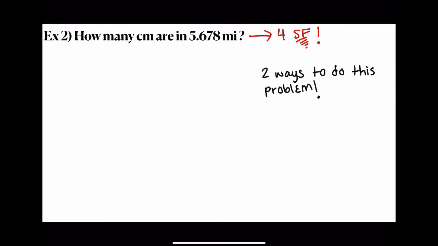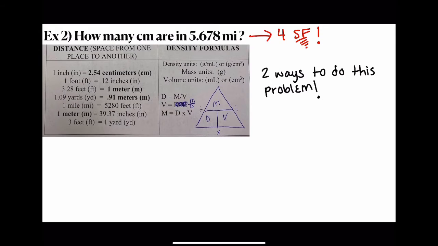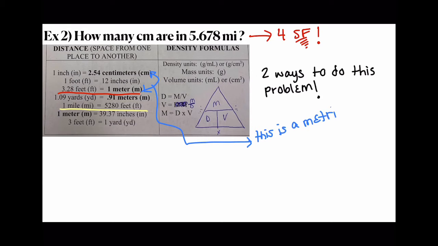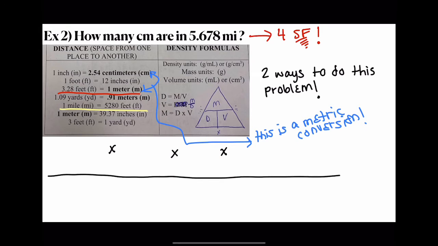All right, example number 2. How many centimeters are in 5.678 miles? This time, I'm going to show you the other way to solve this problem. I showed you one way just a second ago. Now I'm showing you a whole new way. Here we go. So they start out pretty similar. In fact, exactly the same. That's how they start off.